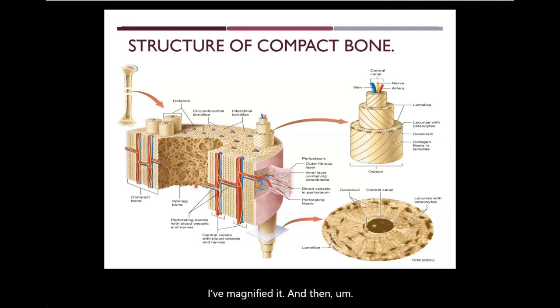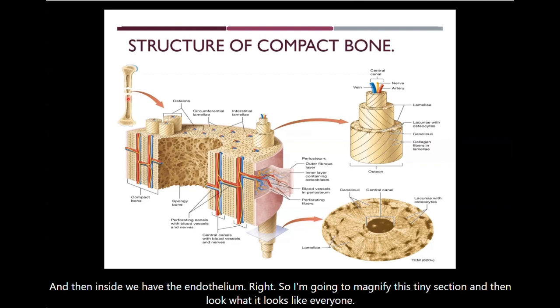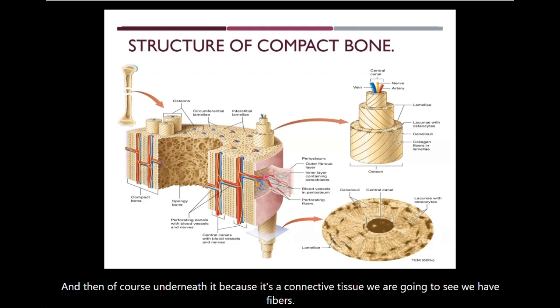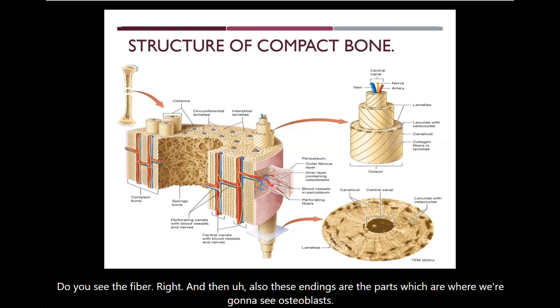I've magnified it, and in the diaphysis, remember the outside layer is the periosteum, and then inside we have the compact bone on both sides, and then inside we have the endosteum, right? So I'm gonna magnify this tiny section, and then look what it looks like, everyone. So remember the outer layer is the periosteum. You remember the periosteum? Right? That's the outer layer. And then, of course, underneath it, because it's a connective tissue, we're gonna see we have fibers. Do you see the fibers? Right?